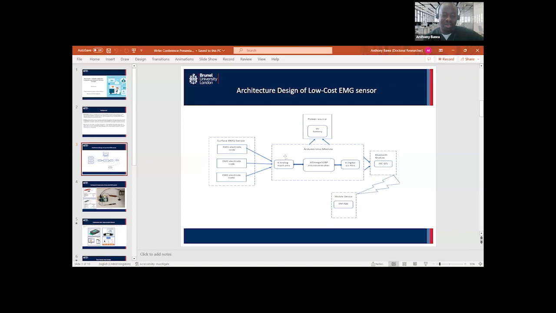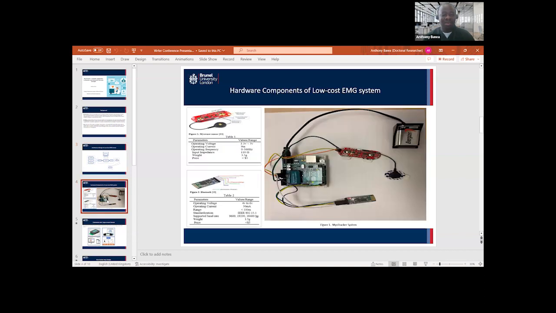So what we tried to do was see how we could program the Arduino Uno to connect with the MyoWare and the Bluetooth module to provide some form of connectivity, allowing the user to measure the muscle signals and view them in real time. So this is the prototype of our proposed design, the hardware components of the low-cost EMG sensor. Here we have the MyoWare, the tool that allows you to measure the muscle signals.